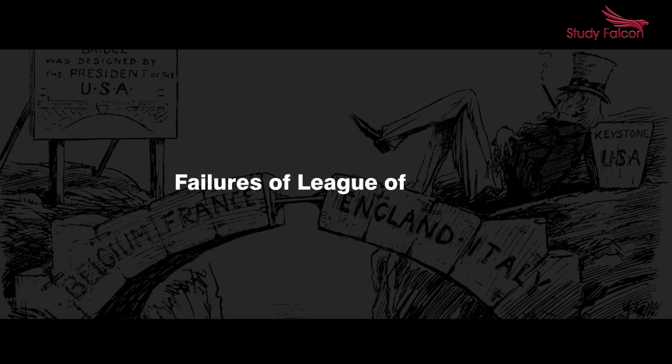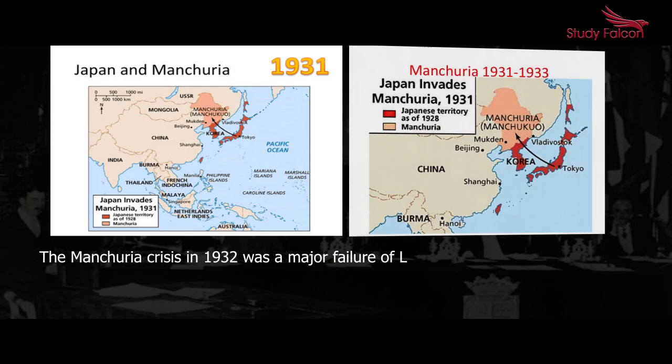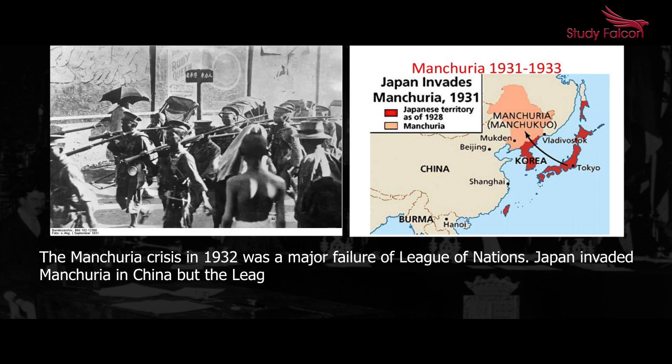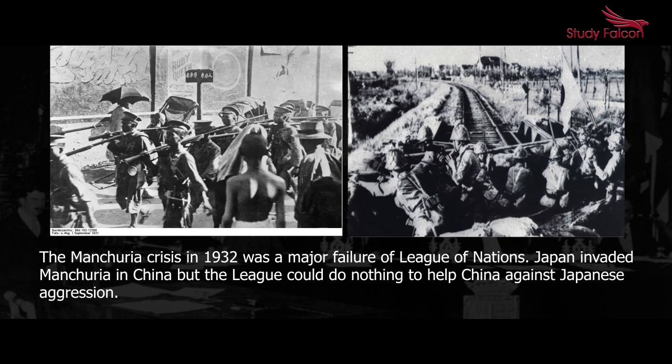Failures of League of Nations. When it came to issues involving bigger powers, the League failed miserably. The Manchuria crisis in 1932 was a major failure of the League of Nations. Japan invaded Manchuria in China, but the League could do nothing to help China against Japanese aggression.